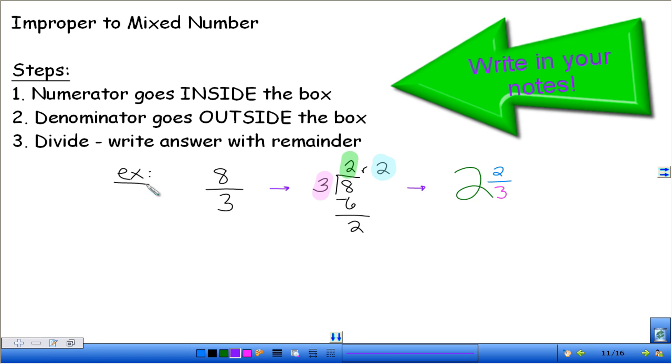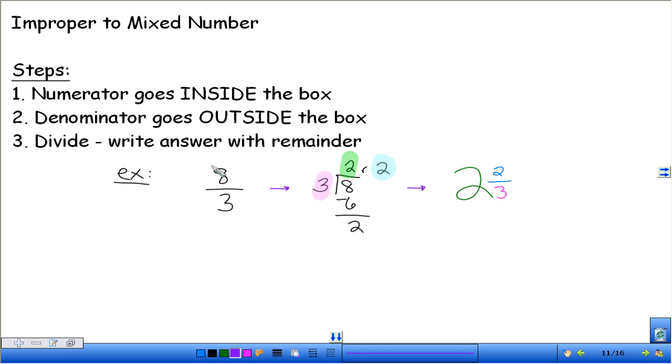So make sure you wrote this example in your notes, 8 over 3, because we're going to walk through this one going through the steps together. Okay? So step 1, your numerator, so your top number goes inside the box. So I put my 8 inside the division box. Your denominator, which is your 3, your bottom number, goes outside the box. So our problem becomes 8 divided by 3.